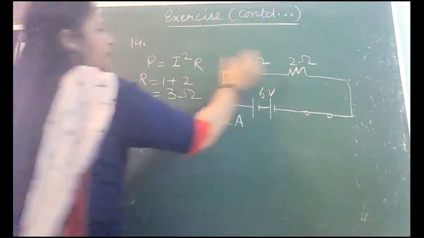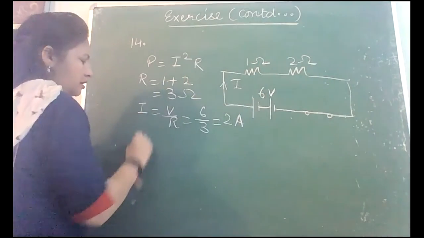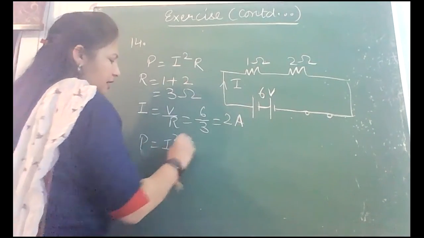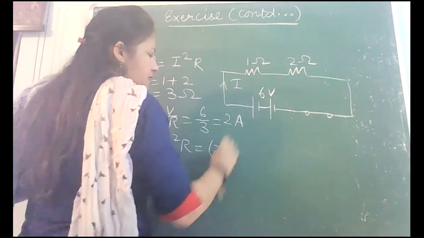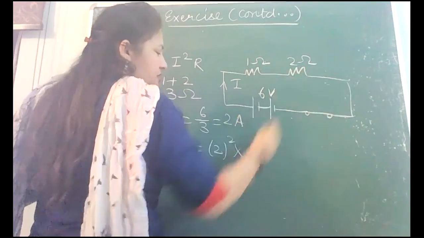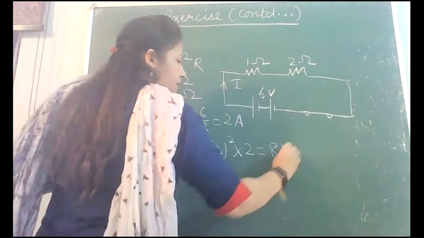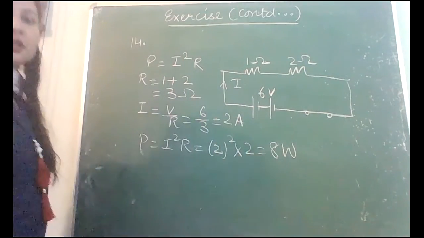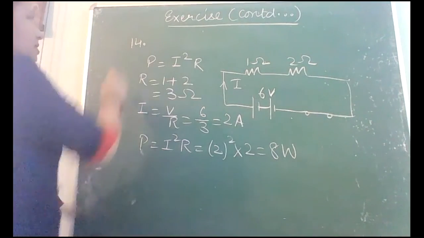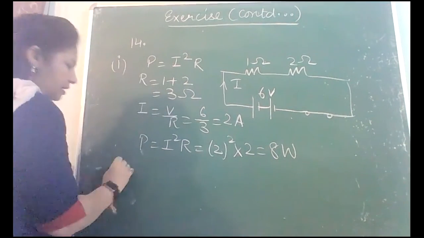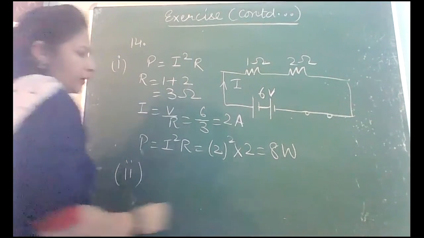So what is the power consumed by the 2 ohm resistor? P is equal to I square R. Let's put the values. I is 2 and its own resistance is 2. So 8 watt, that is the answer. 8 watt is the answer. This was the first part. Now let's do the second part.